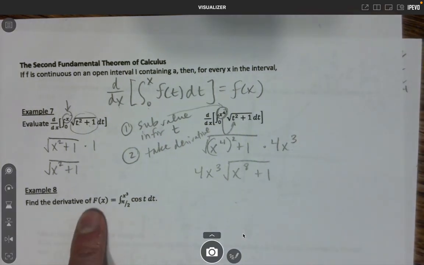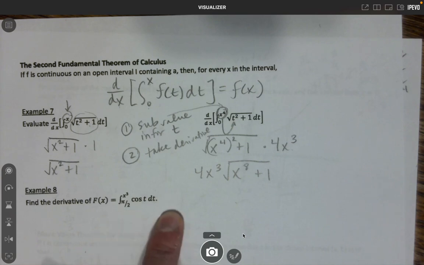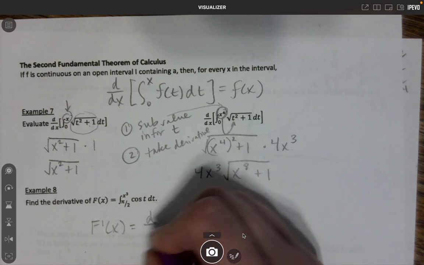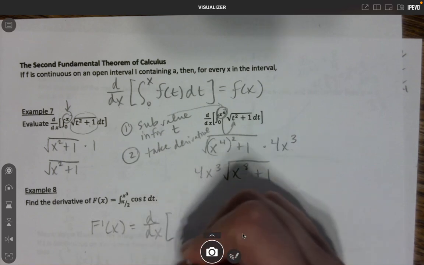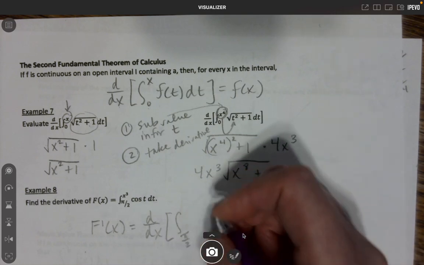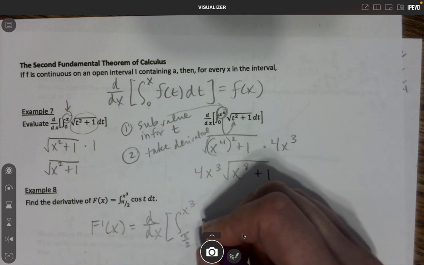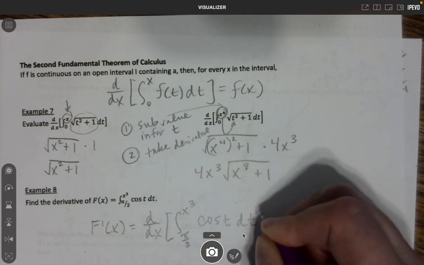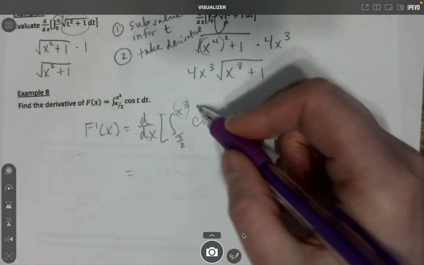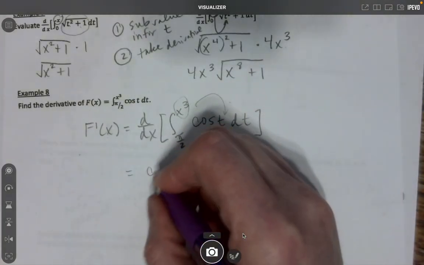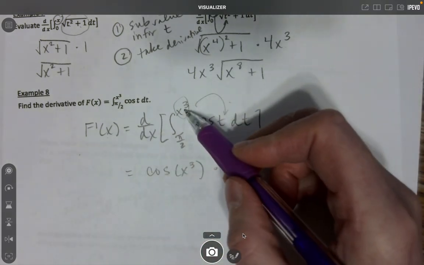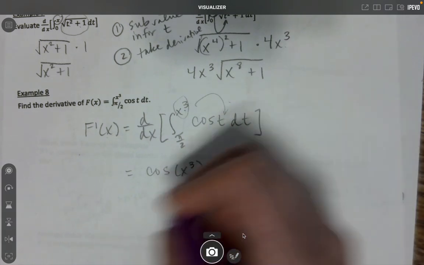It says find the derivative of f of x equals this integral. So that means if I want to find the derivative, then I am taking d/dx of that whole thing. So this goes from pi over 2, which is a constant, so we don't have to worry about it, to x cubed of cosine t dt. So again, I'm going to substitute x cubed in for my t. So that gives me cosine of x cubed. And then I'm going to have times, then I take my derivative of x cubed. That's going to be 3x squared.